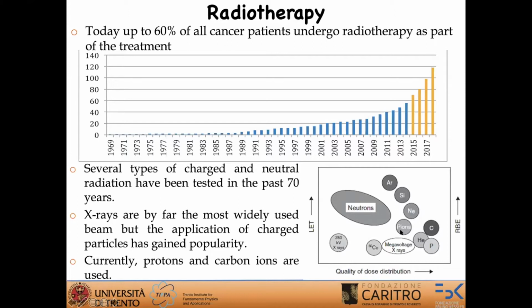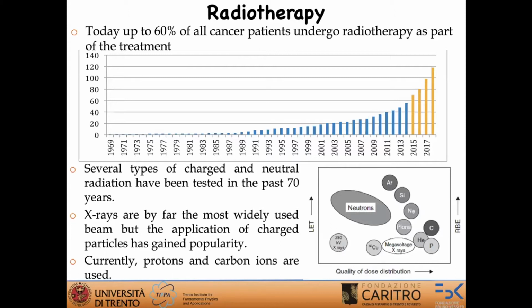People have even been using antiprotons, which are not in this chart, and even very heavy particles, from protons up to argon. Argon was so far the heaviest particle used. Each of these particles had some biological or physical aspect which was interesting and possibly appealing for this application. However, right now the most widely used are X-rays.